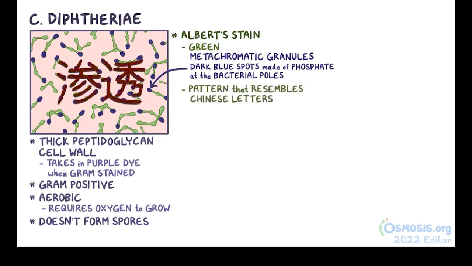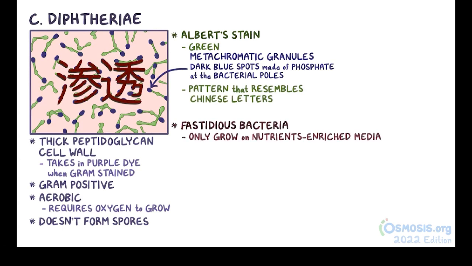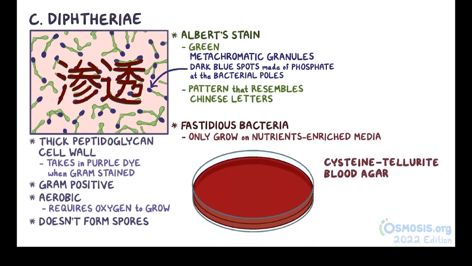Finally, C. diphtheriae is a fastidious bacteria. This means that it can only grow on special nutrient-enriched media. The medium commonly used to grow this bug is cysteine tellurite blood agar, on which C. diphtheriae grow into black colonies.